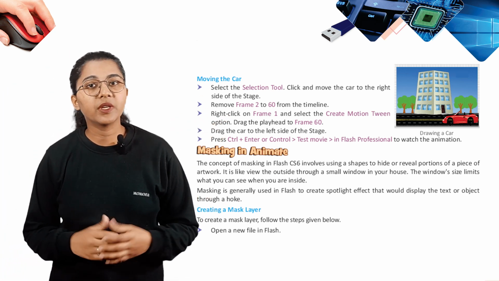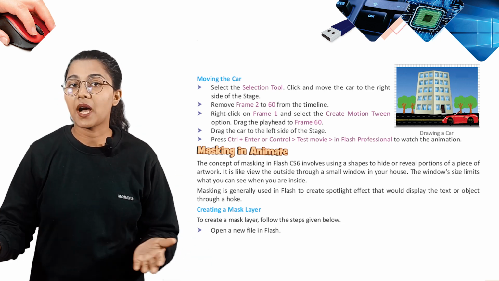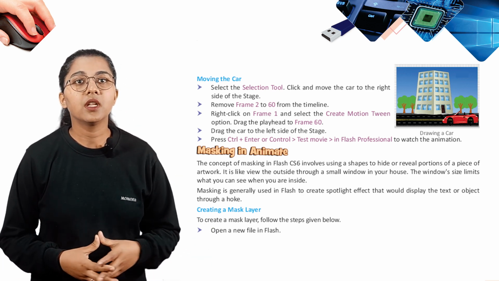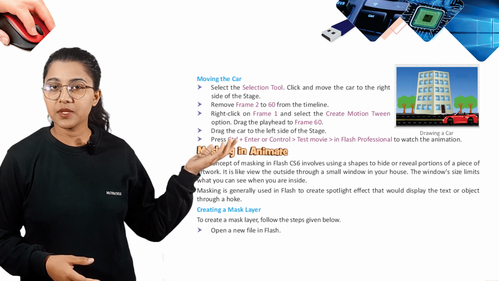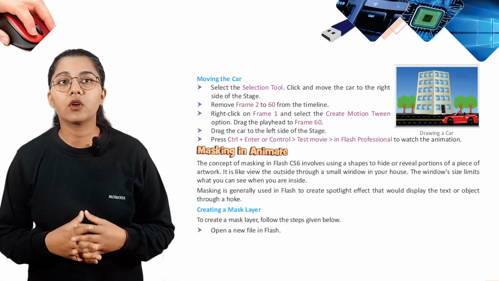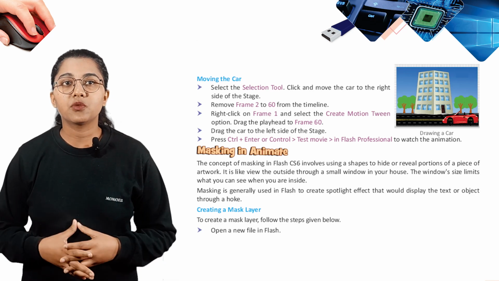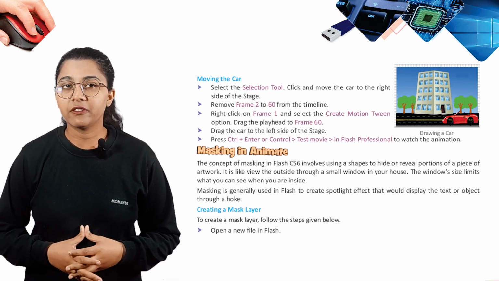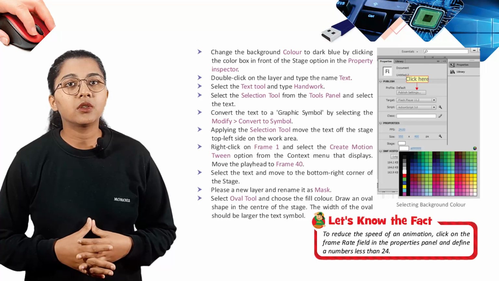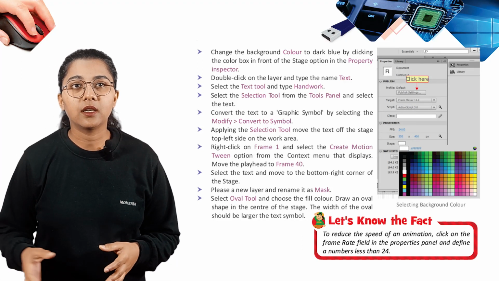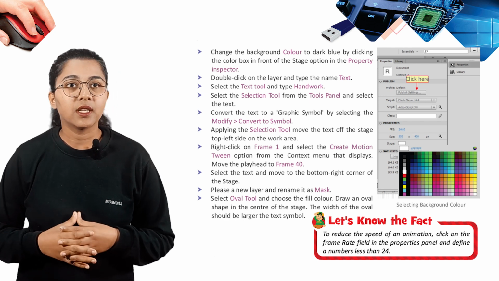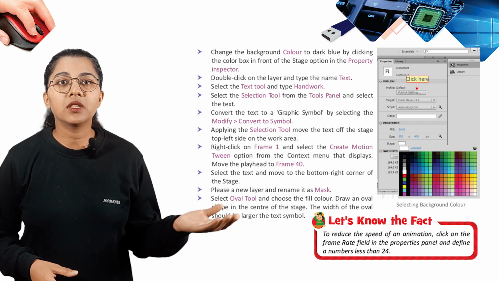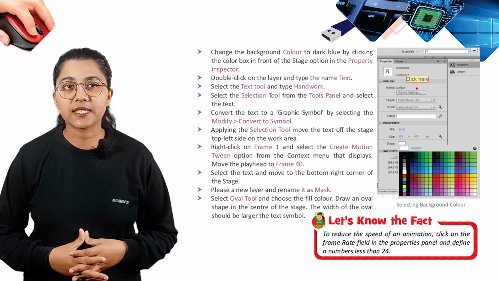Now, let's read about creating a mask layer. So, in this topic, we are going to learn how we will create a mask layer. So, let's read. To create a mask layer, follow the steps given below. So, here are some steps you have to follow if you want to create a mask layer. So, firstly, open a new file in Flash. Change the background color to dark blue by clicking the color box in front of the stage option in the property inspector.